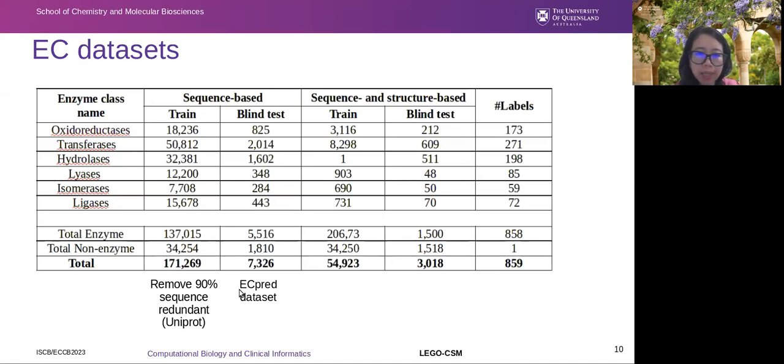In the blind dataset, we use the ECCB dataset. Sequences in the blind dataset with 50% redundancy to the training set were removed from the training set as well. Then we look at those sequences. If a structure is available in the AlphaFold database, we use it for the model of sequence and structure base. And this is the number of labels that we have, including the non-enzyme term. We have 859 labels to predict.